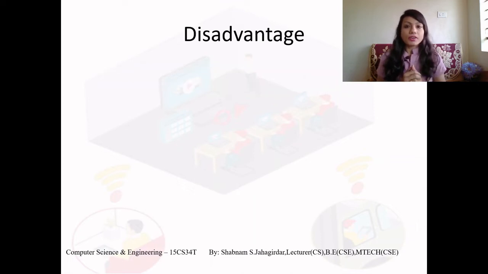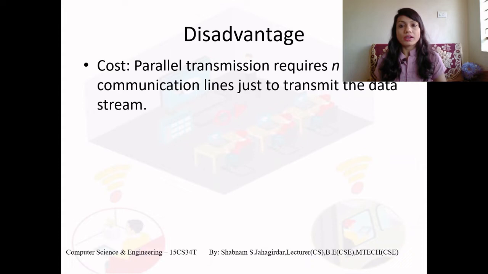Then what is the disadvantage? Since for transmission we need multiple lines, what will happen? More infrastructure and more hardware are required, and more maintenance is also required. So the cost will increase in parallel transmission, that is, parallel transmission requires n communication lines just to transmit the data stream.